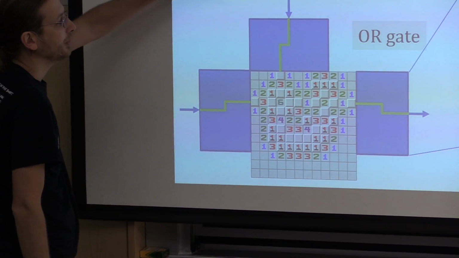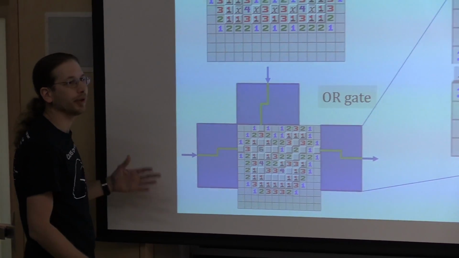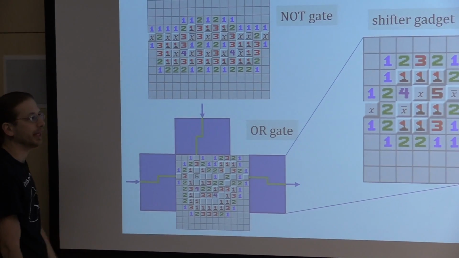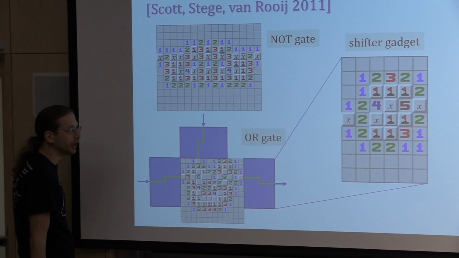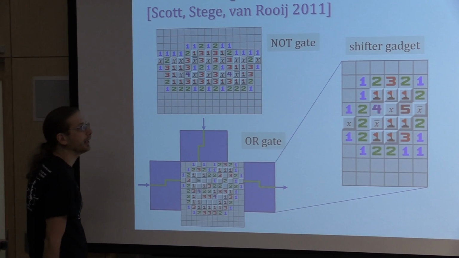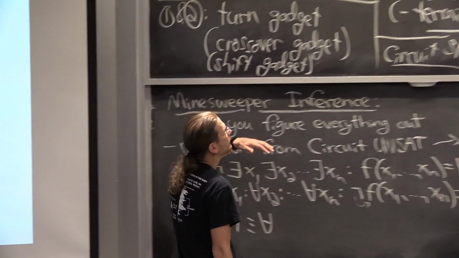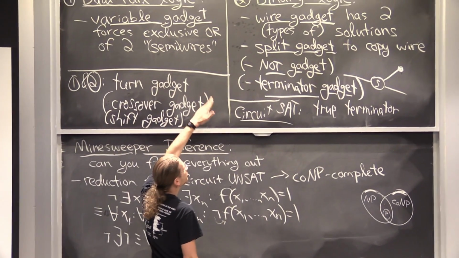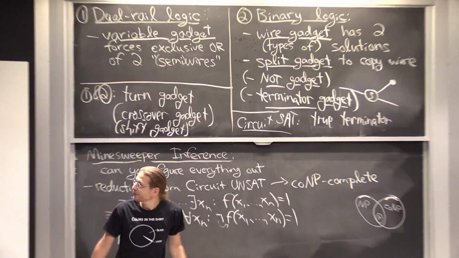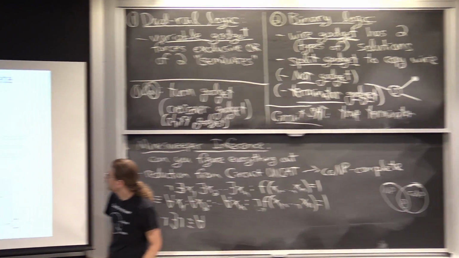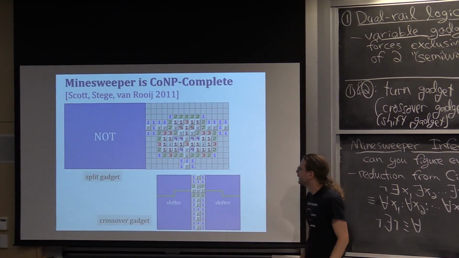So we have NOT, and we have OR, therefore we have NOR, and therefore we can build any logical gate we want. And so we have turns, we have shifts that we need. We have not. Did we do split? I think we did split on the previous. No, we didn't do split. Okay, then let's do split.